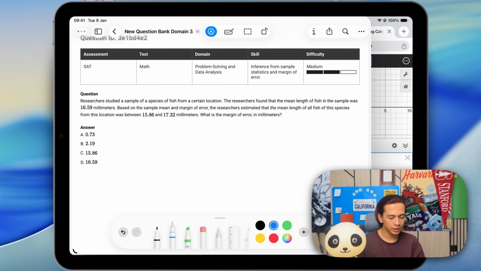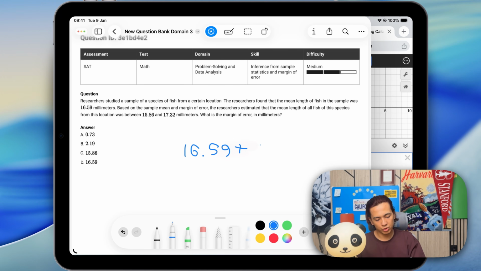Based on the sample mean and the margin of error, the researchers estimated that the mean length of all fish of the species from this location was between this and that many millimeters. What is the margin of error in millimeters? So you have 16.59 in your sample, right? Your sample suggests the mean length of the species is 16.59, but when you're generalizing it to the whole population, not just the sample, you introduce this margin of error idea. It's going to add once and subtract once.